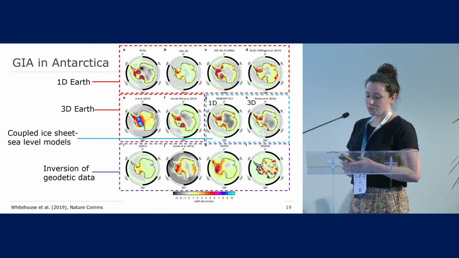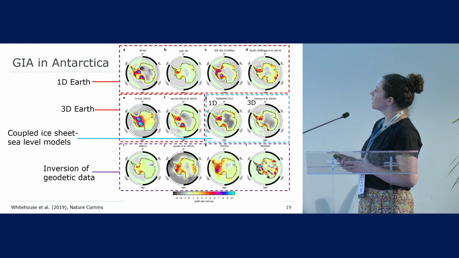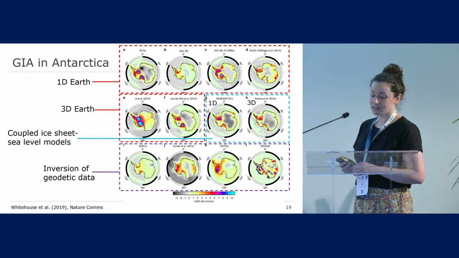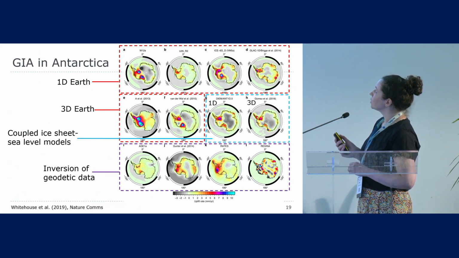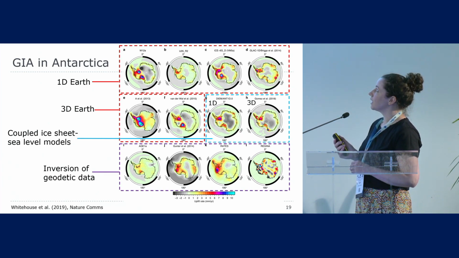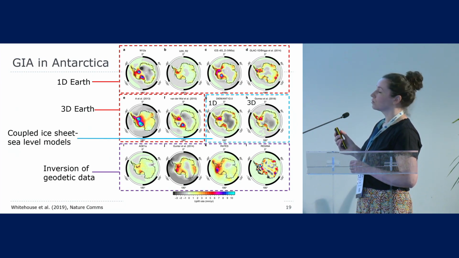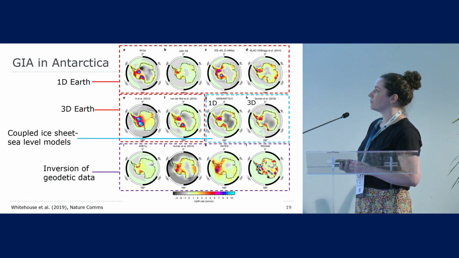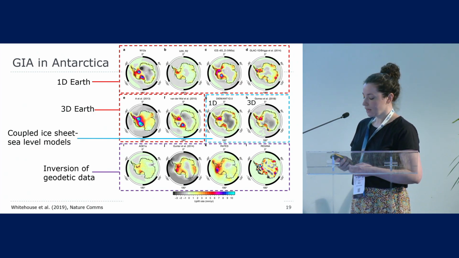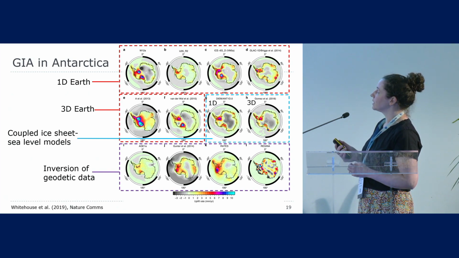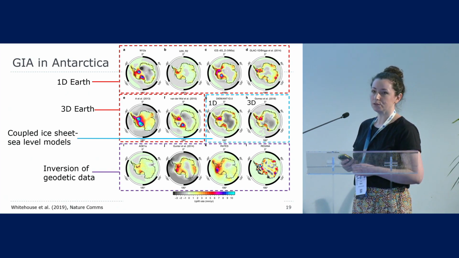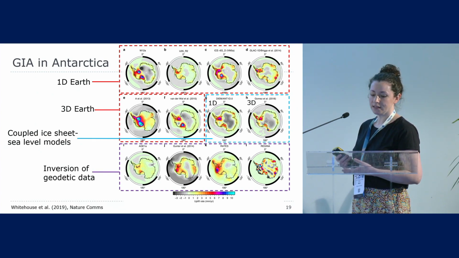So I'd just like to finish with this slide, which nicely compiles a range of different estimates of present-day uplift rate from GIA. In the top row, we have Earth models that have a 1D Earth. There are 2 here with 3D Earth structure, a 1D coupled model, a 3D coupled model, and then the bottom row are estimates of GIA from inversion of geodetic data. And I think what's clear from this figure is there are still really large differences between these models, showing us that there's still a lot of work to do on both the ice history and the underlying Earth structure.